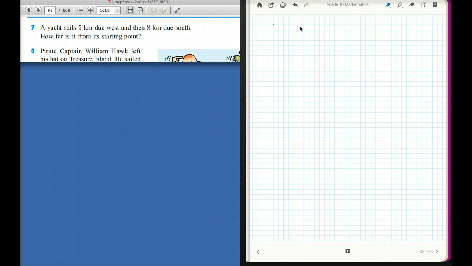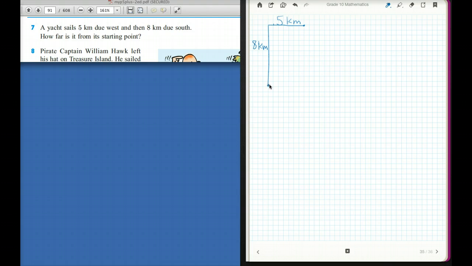It first goes from a starting point due west. West is to the left, so I'm going to start back here and go 5 kilometers west and then 8 kilometers due south. Due just means straight, so we don't have to worry about it going off on an angle. Okay, I'm going to write in what I know: 5 kilometers west and 8 kilometers south. And then I want to know how far it is from its starting point.